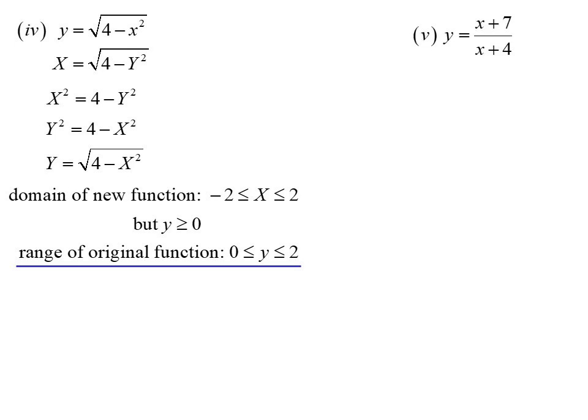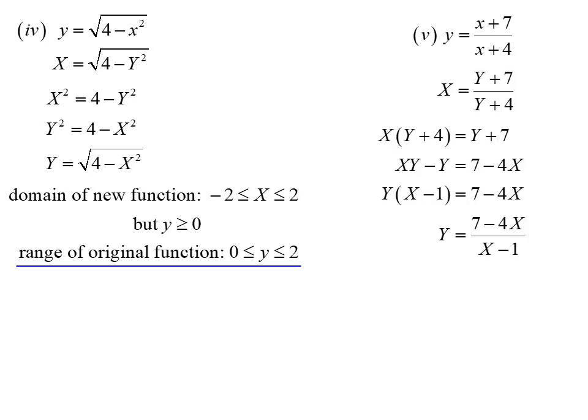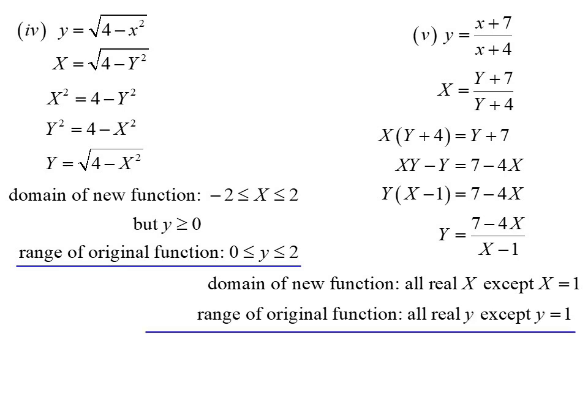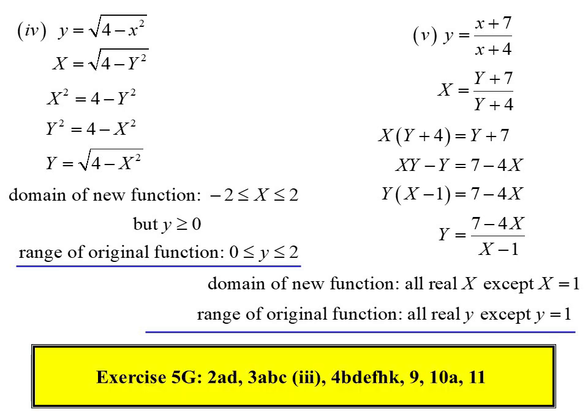So we do have to be a little bit careful using this idea. X plus 7 on x plus 4. Okay, swap the x and the y's round. Eventually make y the subject. There it is. But we know the domain of that new function is all real x except x equals 1. Therefore, the range of the original one must have been all real y except y equals 1. Now, would that be a good way for this one? Well, there's a lot of algebra to do there to come up with that answer. Maybe not the best way for that particular one. But as I say, it does give us an alternative way of finding range if something is a little bit tricky. Okay, so 5G.